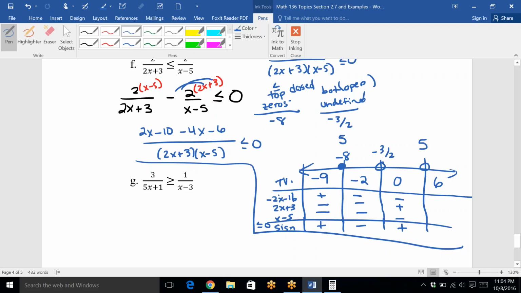-2 times 6 is -12. Take away 16 more, you're going to get more negative. 2 times 6 is 12, plus 3 is positive, and 6 minus 5 is positive. So one negative is an overall negative.